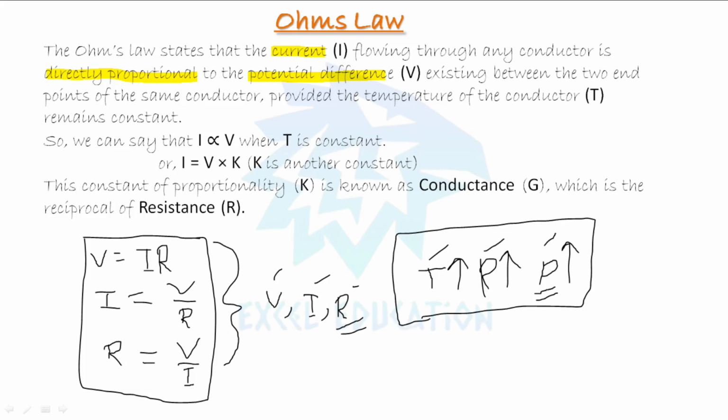But we know when we conduct some electricity through any conductor, the conductor will heat up and the temperature will increase. So Ohm's law is basically a hypothetical formula, and it is basically used to simplify the calculations. Practically, Ohm's law should not be applicable. This is only a hypothetical one and is only used for simplification.